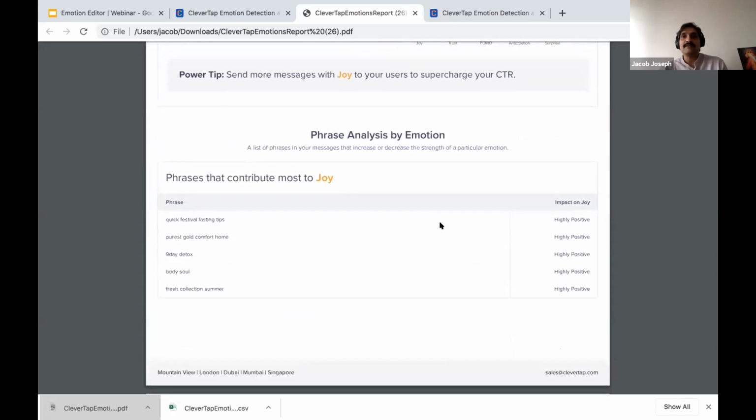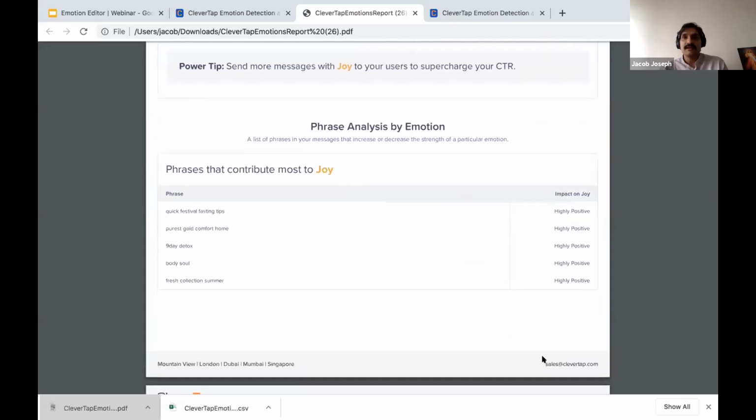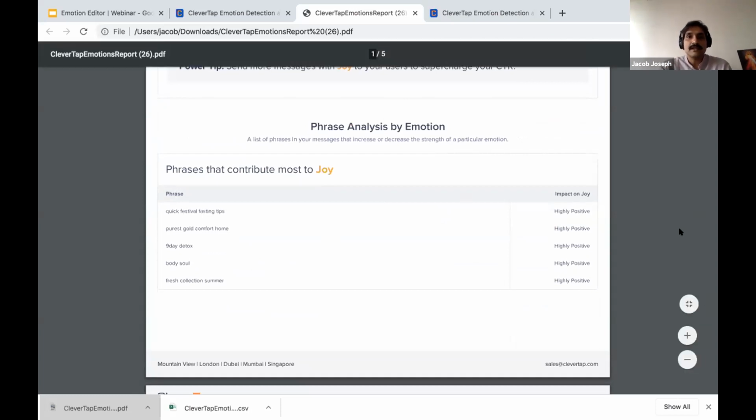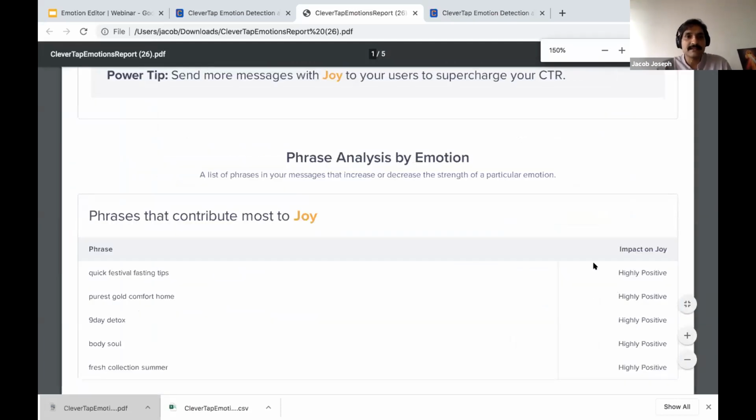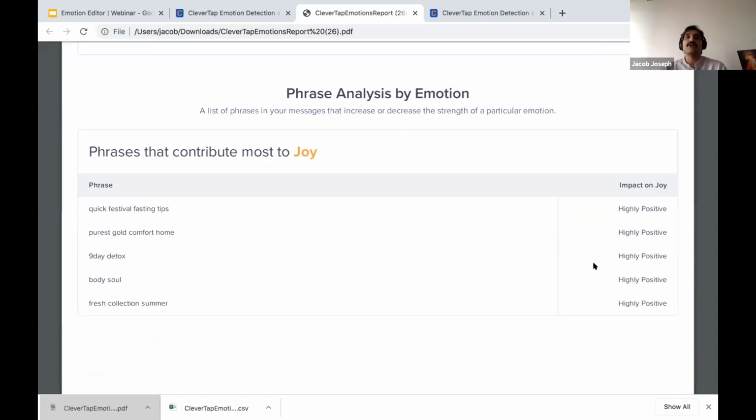Another piece of valuable insight is now the phrases which are contributing to the most joy. Now here in the campaigns that were uploaded, these are some of the phrases that were extracted. So it's not just words, but it's phrases. So quick festival fasting tips. So that was having a high positive impact on joy as an emotion. So now probably you can use these phrases more in your campaigns to invoke a particular emotion more.